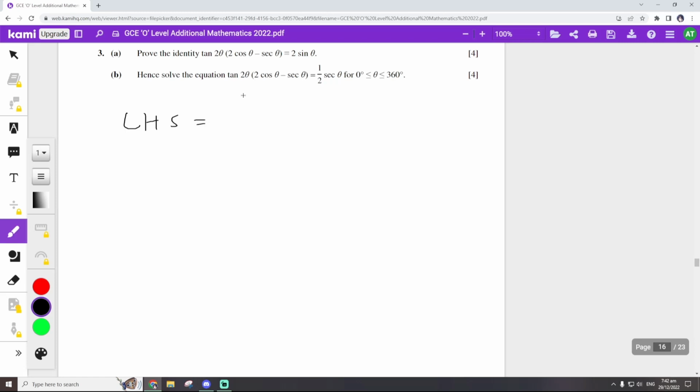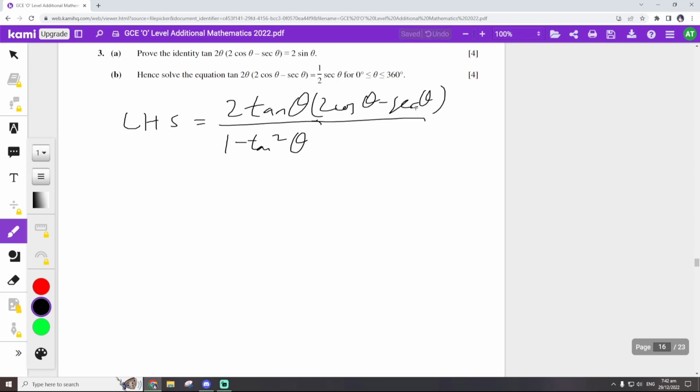Okay, so what I usually want to do is, tangent 2 theta, it seems that we should expand it, right? So we know tangent 2 theta is the same as 2 tangent theta over 1 minus tangent square theta, and I can actually expand the numerator and put in the 2 cosine theta minus secant theta, right? Okay, I know tangent is sine over cosine, and I have some secant here that I may want to get rid of. So what if I multiply the top and bottom by cosine square?